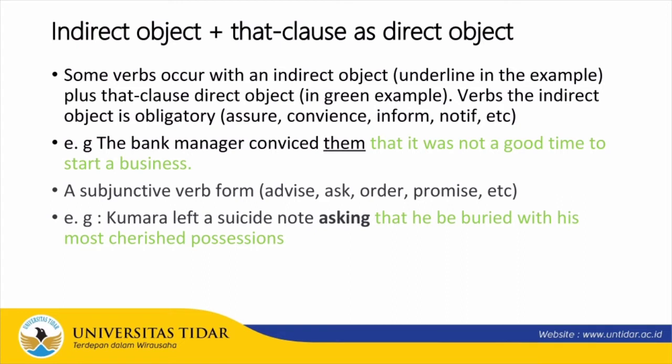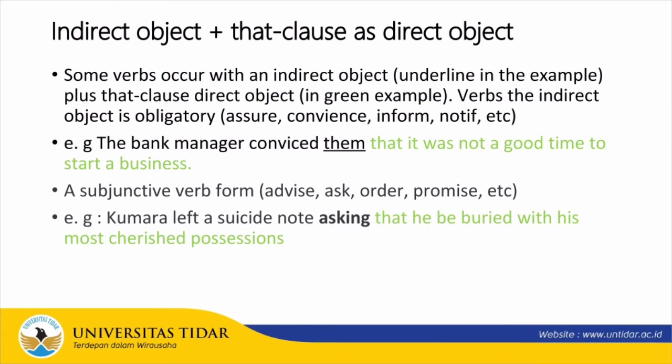The example is: the bank manager convinced them that it was not a good time to start a business. So we can see that them, which is underlined, is the indirect object, and that it was not a good time to start a business, in green color, is the direct object. And then a subjunctive verb form, such as advise, ask, order, promise, etc.